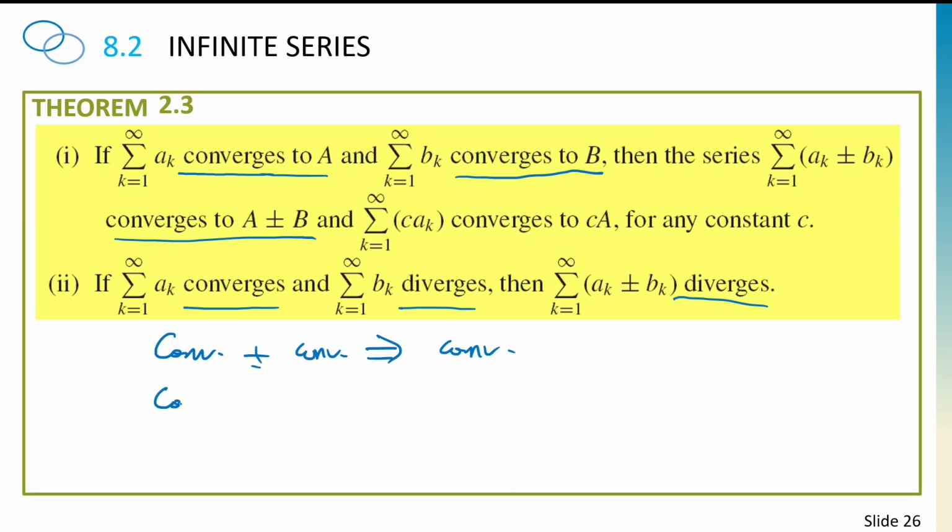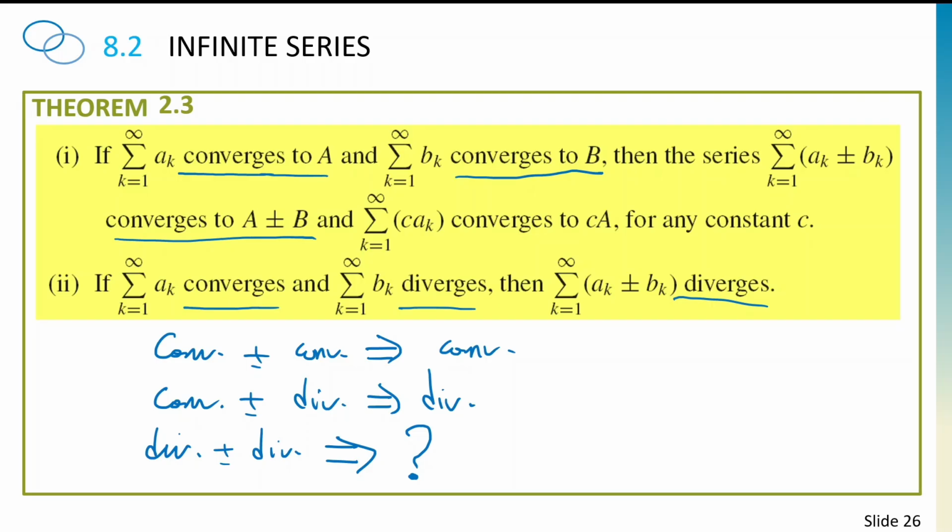So if one is convergent plus or minus divergent, the result will be divergent. Okay, now what's the case we missed? If both of them are divergent, what do you think the result will be? If both of them are divergent, can I guarantee that the result is divergent, or is it convergent? What do you think?